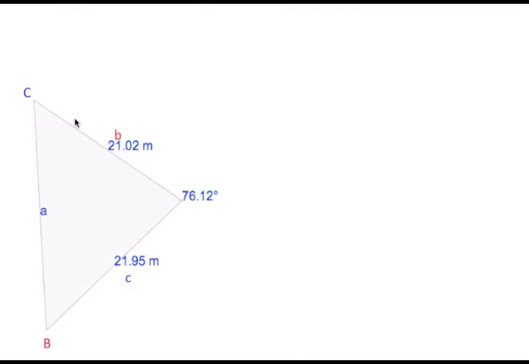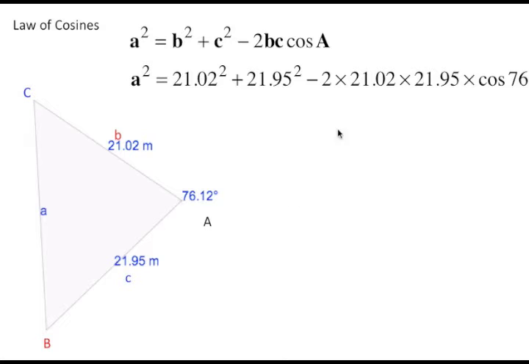We want to find A, so A squared is equal to B squared plus C squared minus 2BC cosine of A. It's going to be relatively simple. All we have to do is fill in what we know. We know B, we know C, and we know our angle A, which is 76.12. There's my A. So fill in what you know.